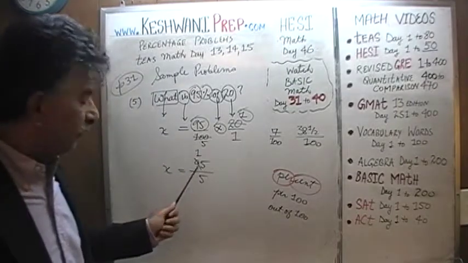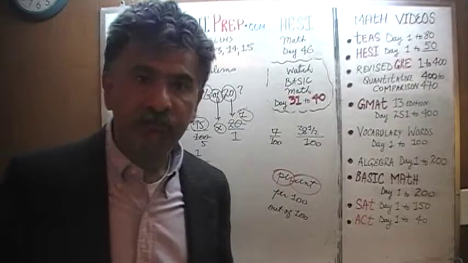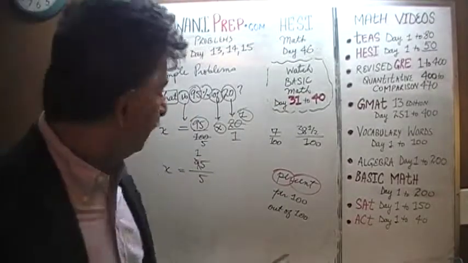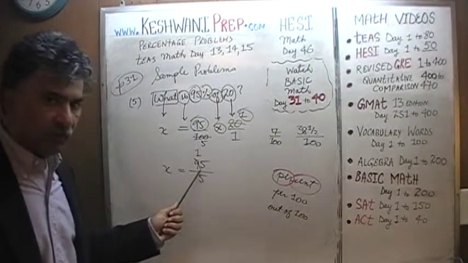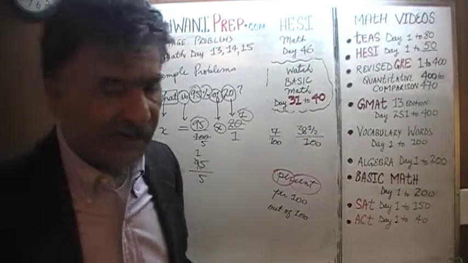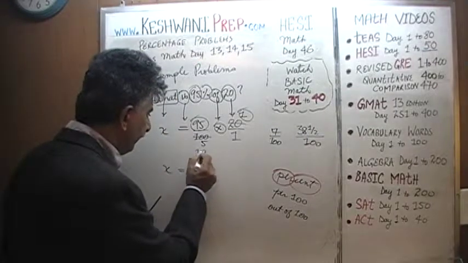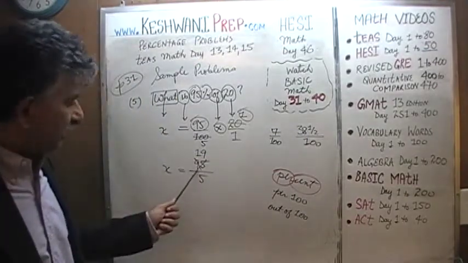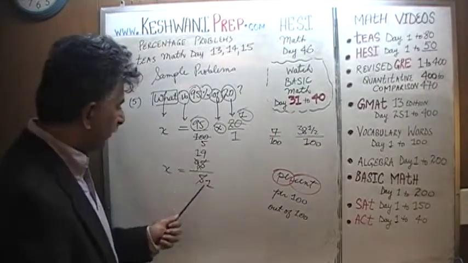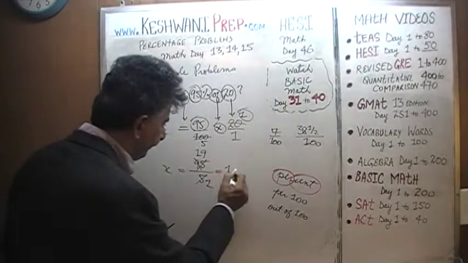Once we take away 5 from the 9, we are left with 4. That remainder of 4 is going to go to 5 and become 45. And 45 has 9 fives. 9 fives are 45. Since we divided the top by 5, we must divide the bottom by 5. There you go. X equals 19 over 1, which is the same as 19.